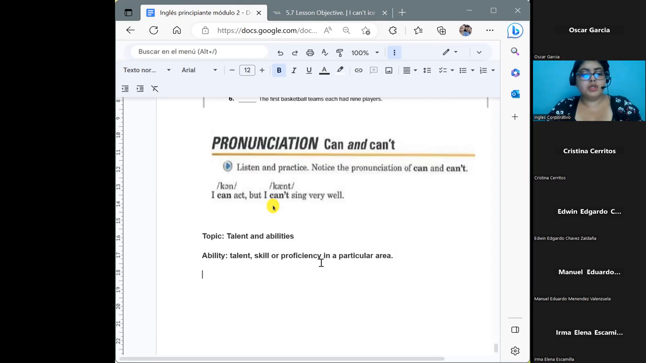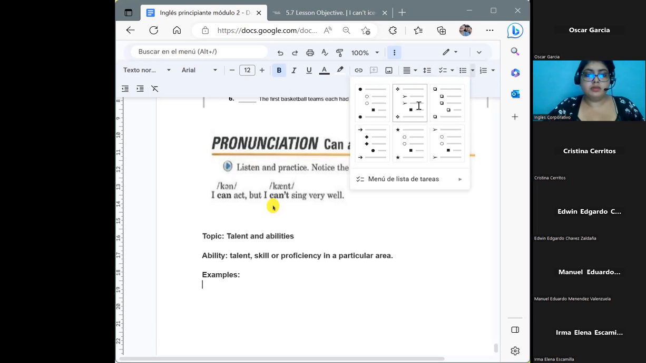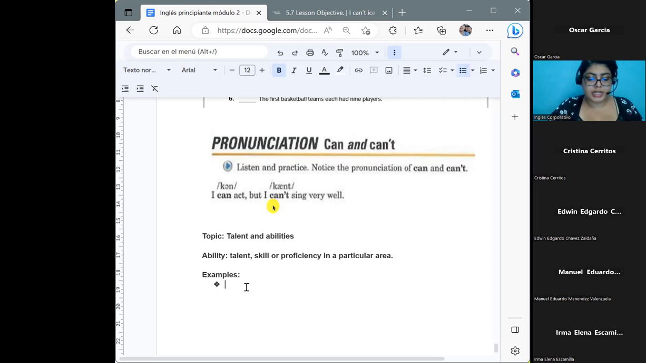In this case, we are going to see some examples about the ability. We are going to see how to form these examples. And we have here, her academic ability is amazing.